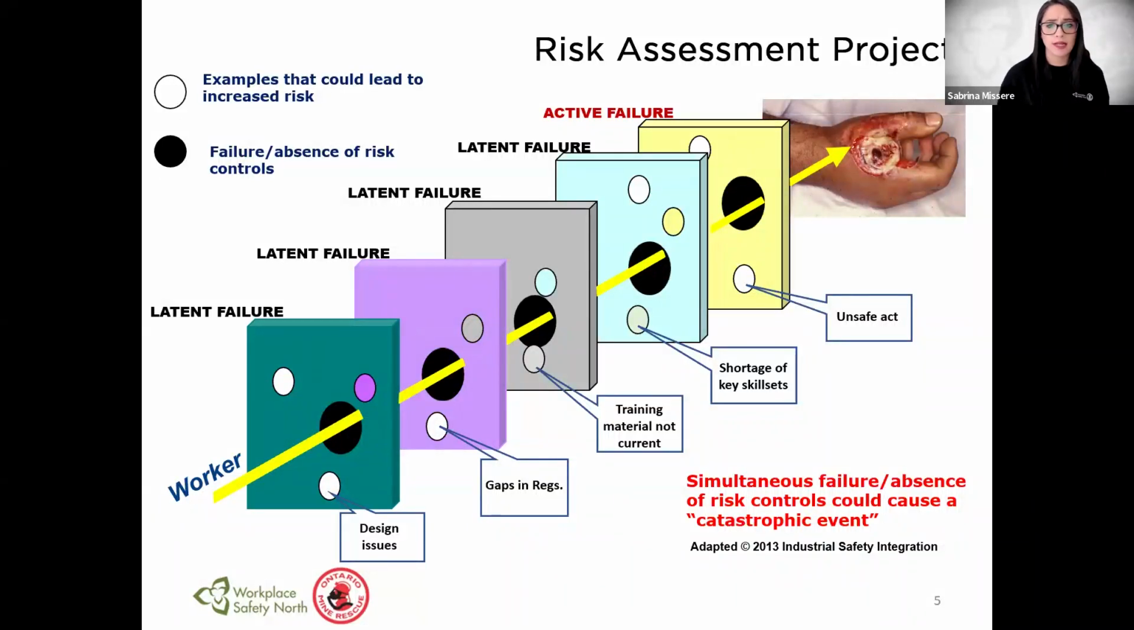Now, the goal of the risk assessment process is really to identify what risk is posed to workers, what controls are or aren't in place or working as intended, and collectively determine recommendations that can support the reduction of these failures from occurring to protect worker health and safety.